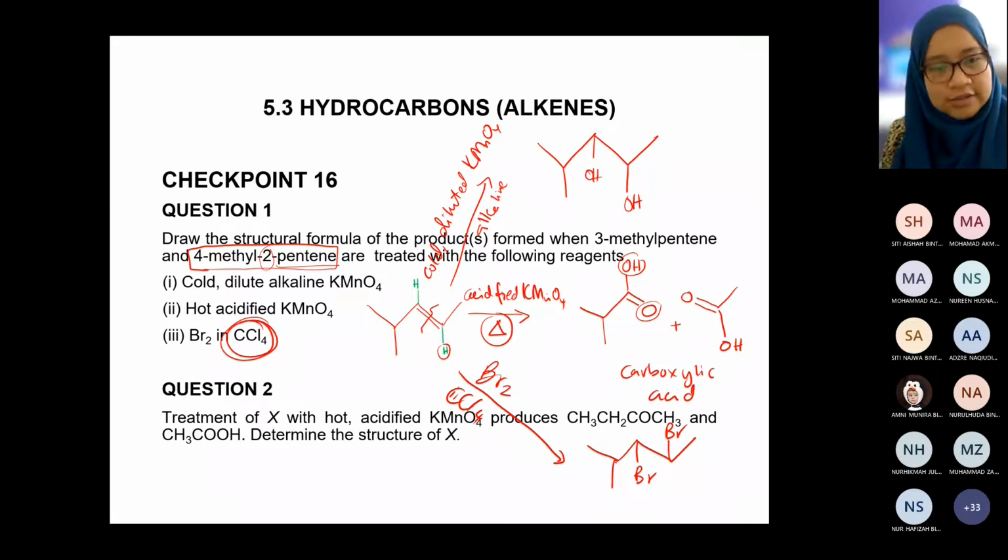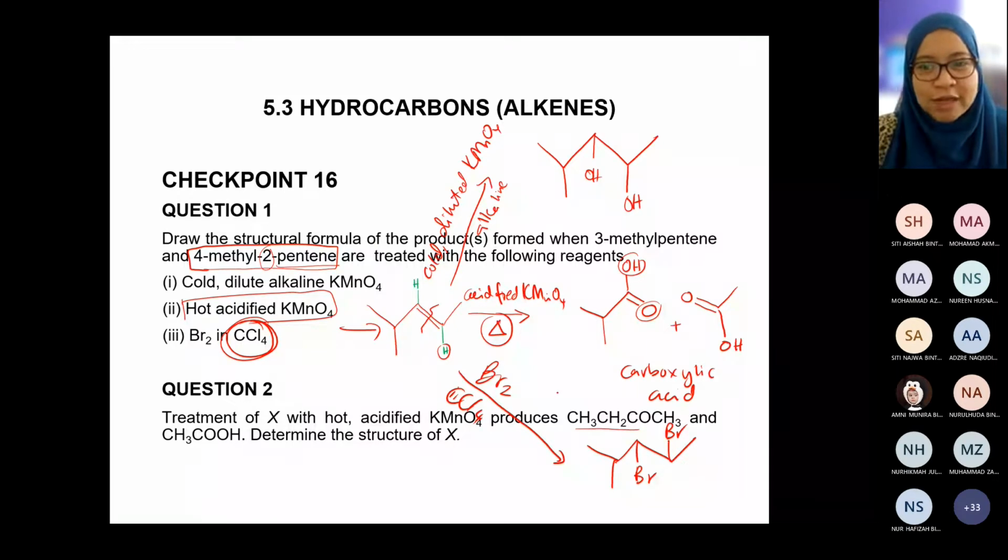Okay. Alright. So let's just go through question 2 very quickly. Tak adalah nak solve, just nak give you idea on how to solve it. Question 2. Treatment of X with hot acidified KMnO4. So maksud ni, ni yang ada cleavage of double bond just now, like reaction number 2 here. Produces CH3CH2COCH3 and CH3COOH. Determine the structure of X. Kat sini, daripada produk, you kena form balik alkene. Reverse pula. Just now, you forward kan? And now you reverse. Dia bagi dua produk.